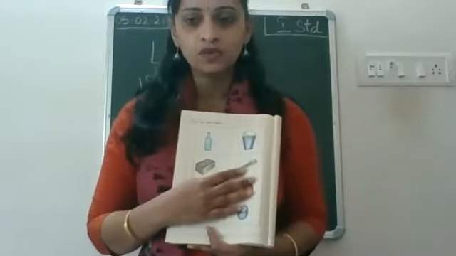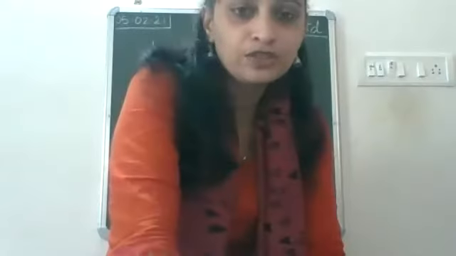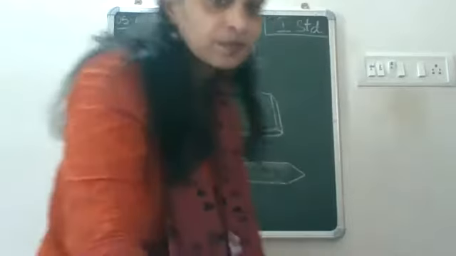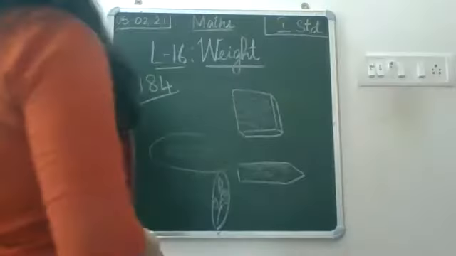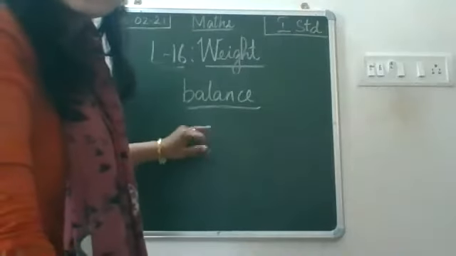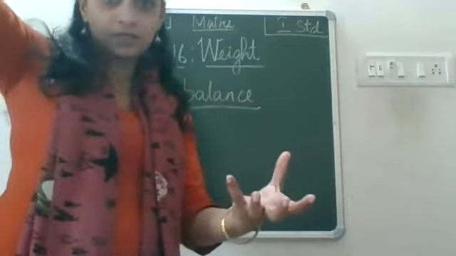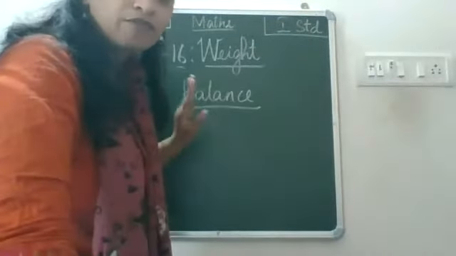But I will be giving you notes as well in your classwork. Now I'm going to ask you a few questions, children. What do we use to measure weights of objects? Very good. We use a balance. Remember those two pans which you had under the weighing machine, right? That is called a balance. We use the weighing balance to measure the weight of objects.